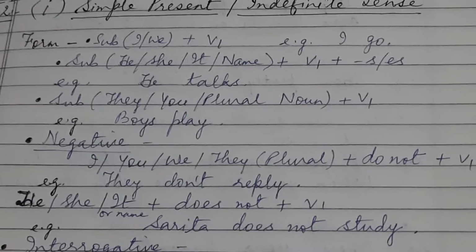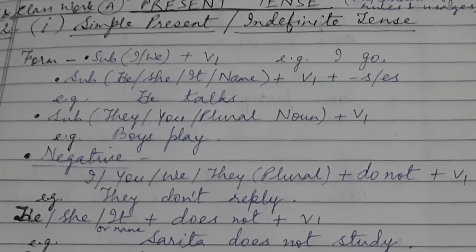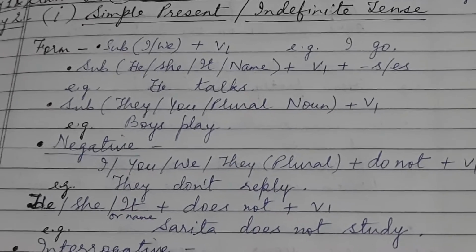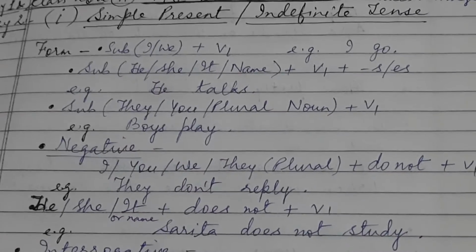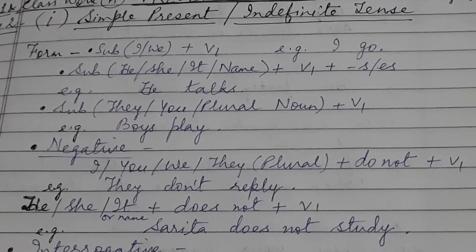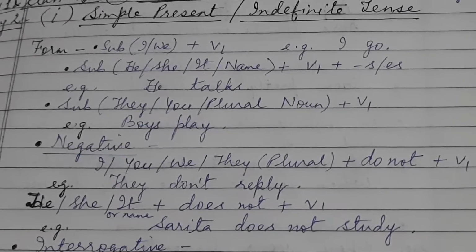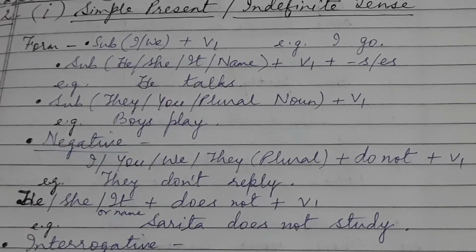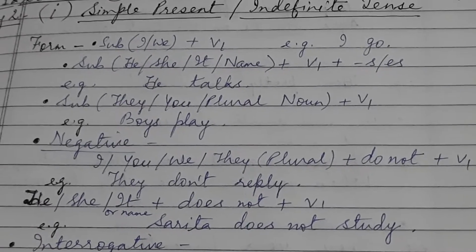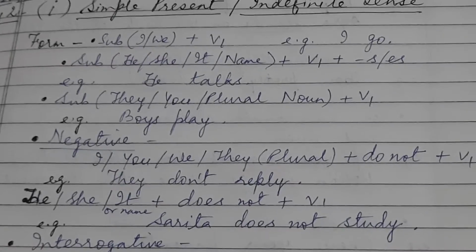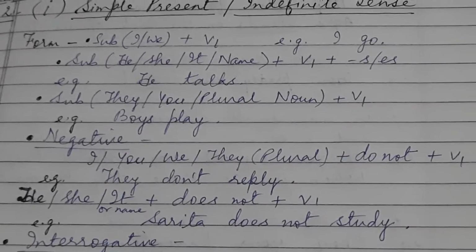In that, first of all, we will take present tense. Okay, and in present tense, we start with simple present or indefinite tense. And let's discuss the form of this tense, that is, how do we frame sentences in simple present or indefinite tense. So, the first format is subject plus verb's first form.